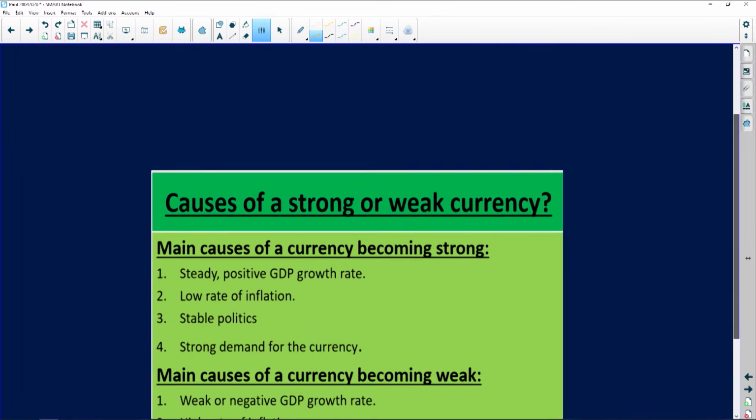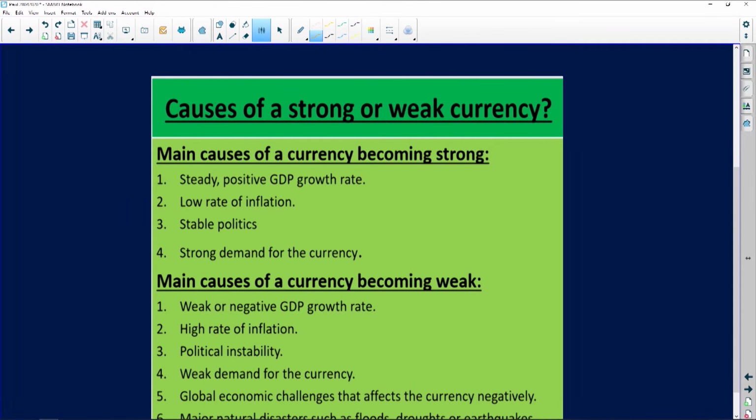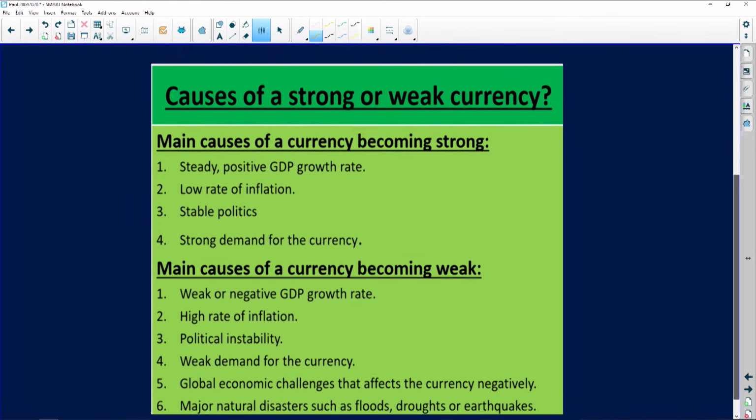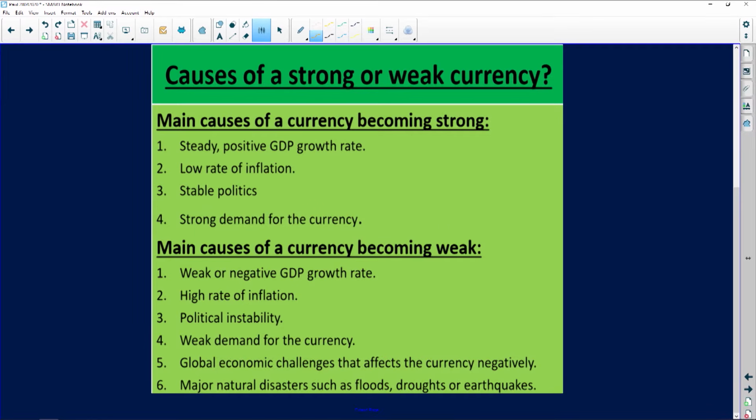Next, I want to emphasize what causes a strong or a weak currency. All right, first of all, the main cause for a currency to become strong, and that is, guys, what we are hoping for in the next few years to come. We really need it. A steady, very important, steady and positive GDP growth rate.